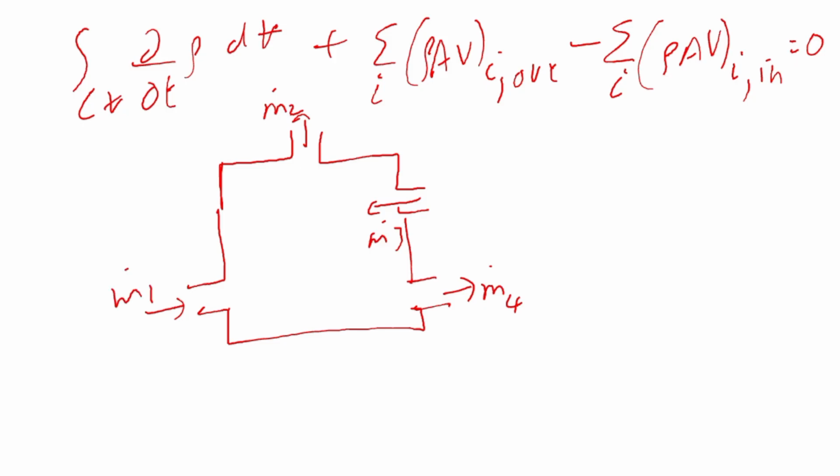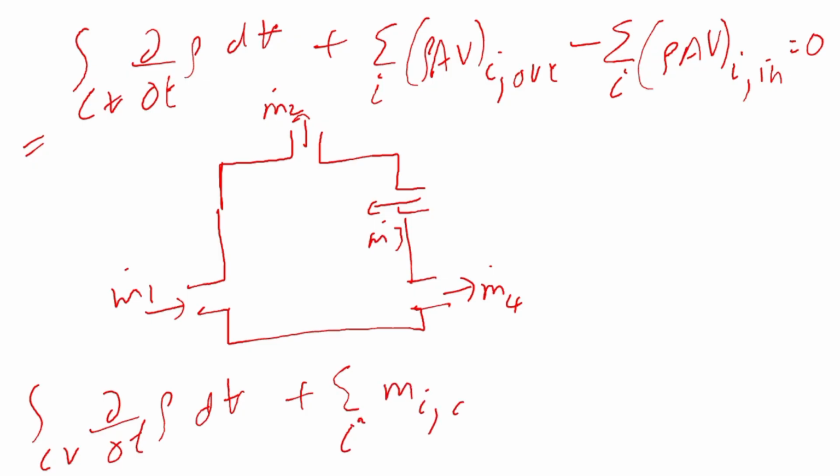So this expression, like we said, rho AV is nothing but mass flux. So we can also rewrite it in terms of CV d/dt rho dV plus summation of i m dot i out minus summation of i of mass fluxes coming in, right? So we are just separating mass fluxes coming in versus mass fluxes leaving the system, just to simplify things.